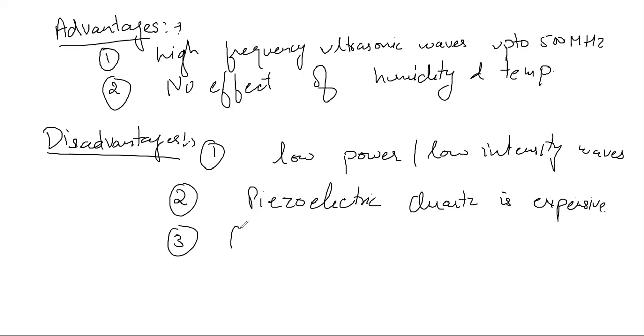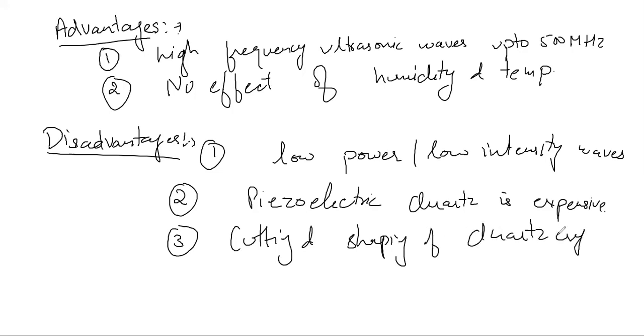So the cutting and the shaping of this quartz crystal is a very complex process because this is a very fragile crystal. So these are the disadvantages of the piezoelectric oscillator. Now we'll move on to the next oscillator, the magnetostriction oscillator.